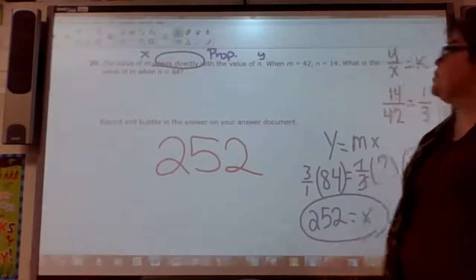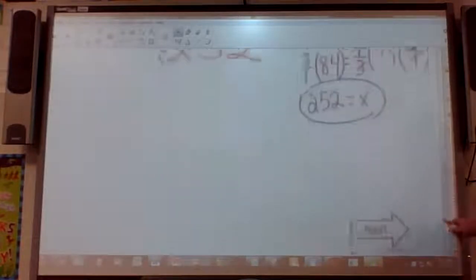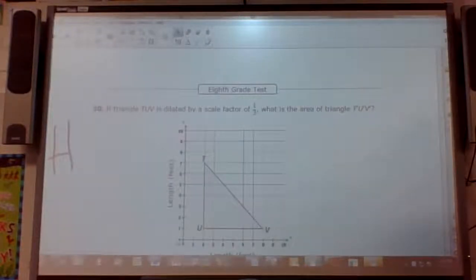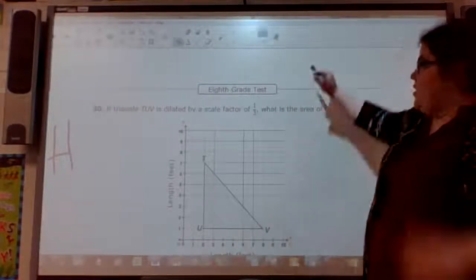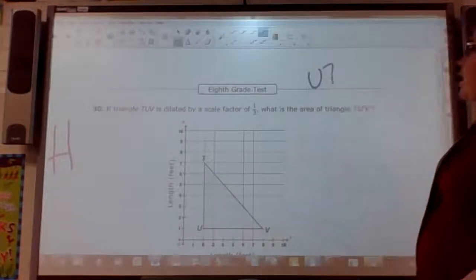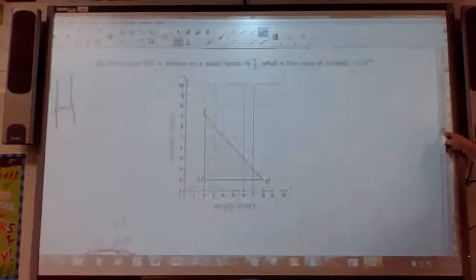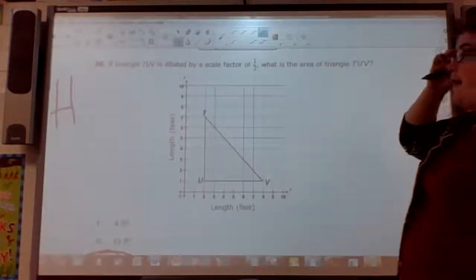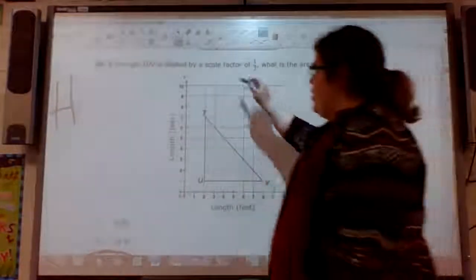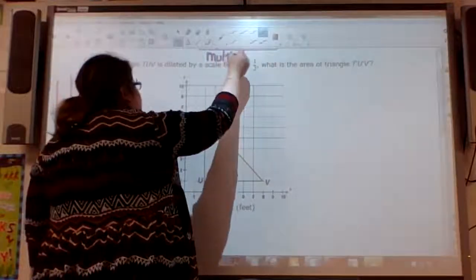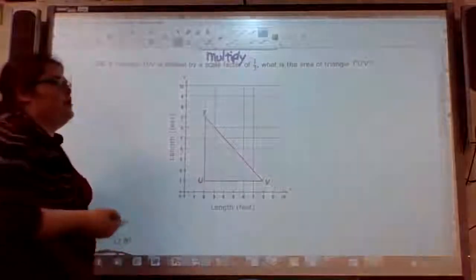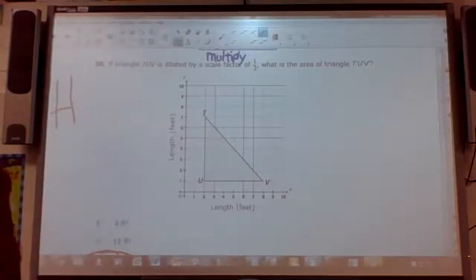Okay. Almost there. Number 30. Number 30 is unit 7, what we're doing right now. If triangle TUV is dilated by a scale factor of 1/3, anytime you see that scale factor, it means you're multiplying by 1/3. What is the area?